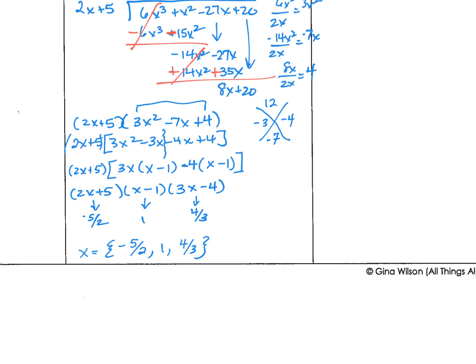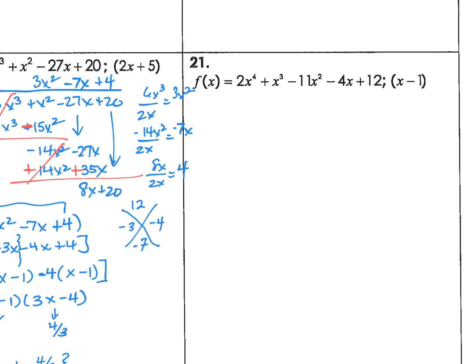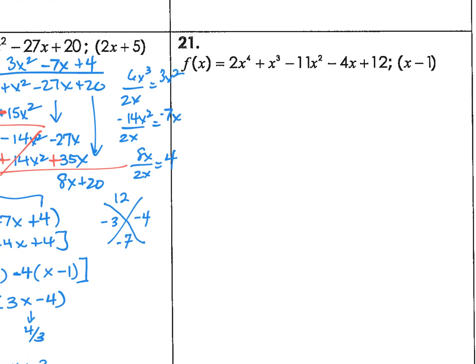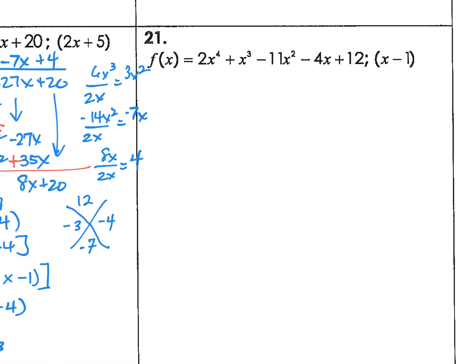Let's do the last one. Do we have to use long division on this one? No, and we sing hallelujah, don't we? All right, so we can use synthetic division. 1 goes here. Setting this up, 4, 3, 2, 1, 0, so we don't have any skipped terms. 2, 1, negative 11, negative 4, and 12.